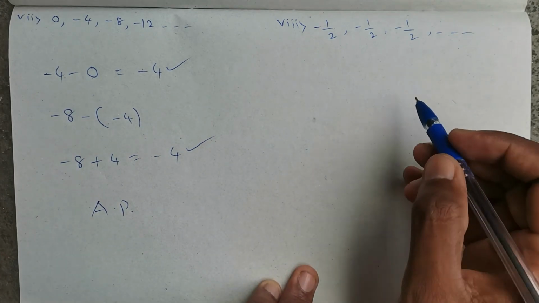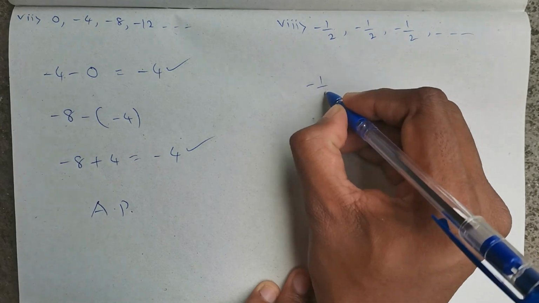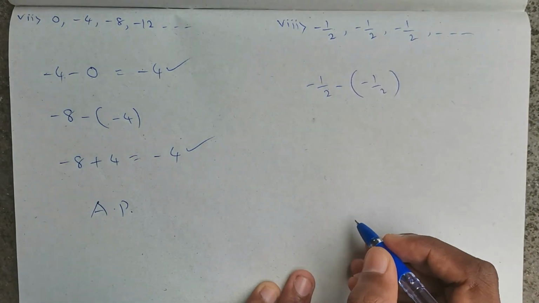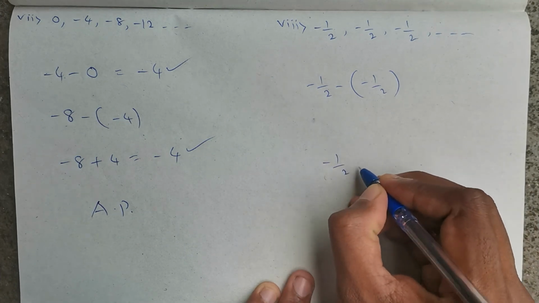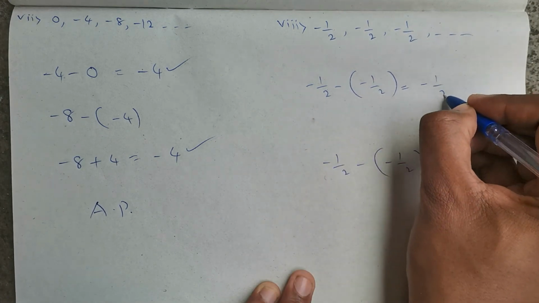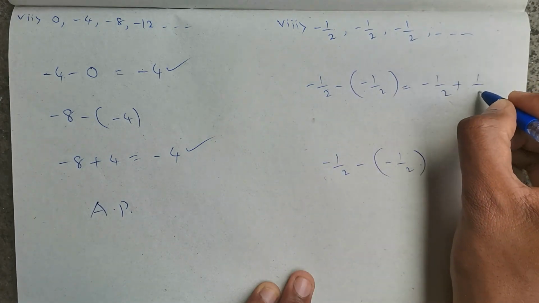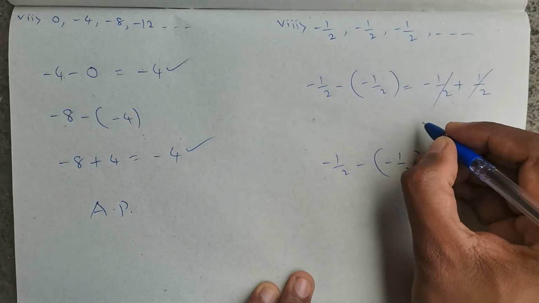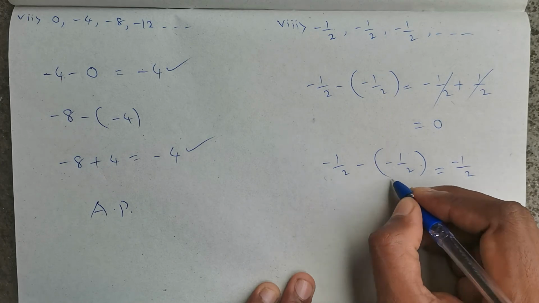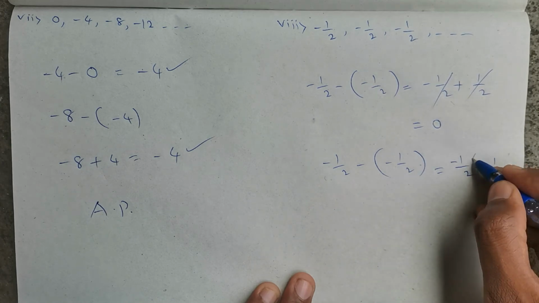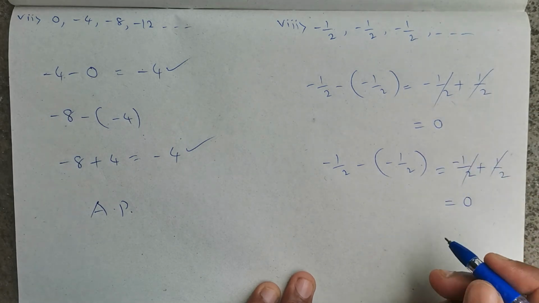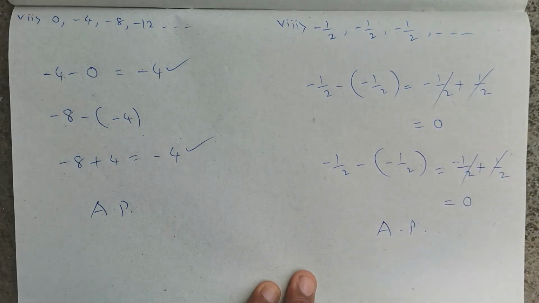Next, second term minus 1 by 2 minus first term minus 1 by 2. Third term minus 1 by 2 minus second term minus 1 by 2. So here minus 1 by 2 minus of minus 1 by 2 is minus 1 by 2 plus 1 by 2, which cancel, so we remain with 0. Here again minus 1 by 2 plus 1 by 2 cancel, so we remain with 0. In both the cases the difference is the same, so we can conclude that it is in AP.